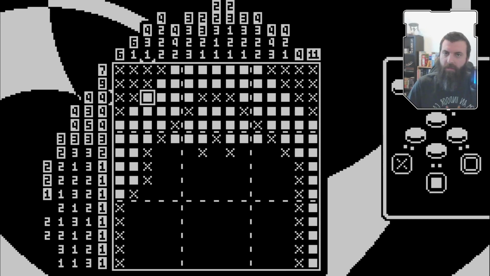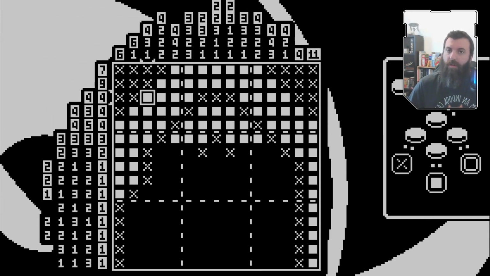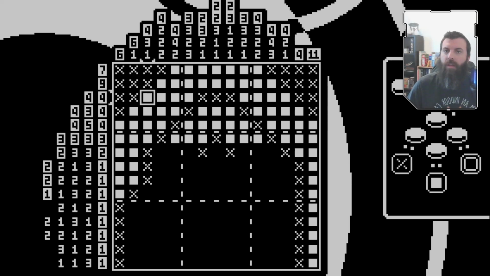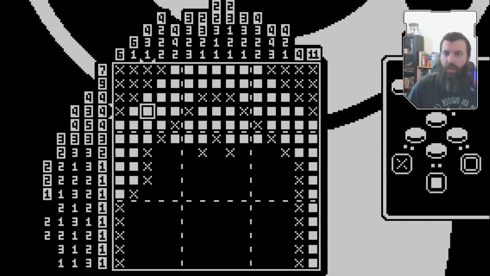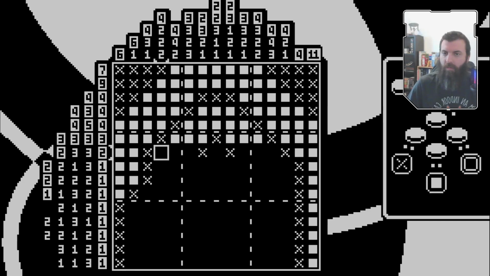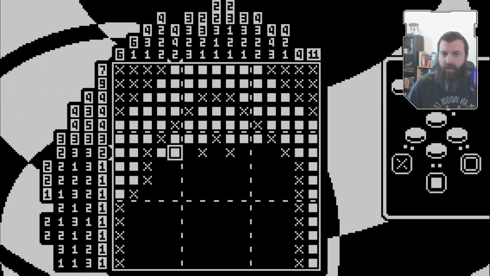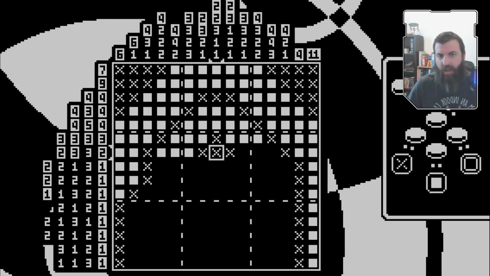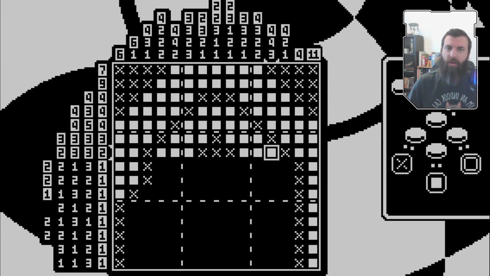1 more pixel for our vertical 4 and our horizontal 4. Now we can look at this and say, all right, well, we need 2 horizontal 3s. One of them's going to fit here, can't fit anyone here. The other one's got to go here.